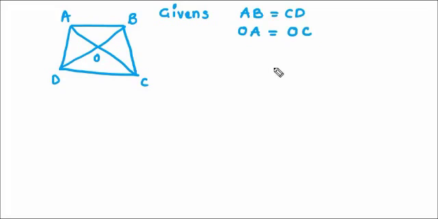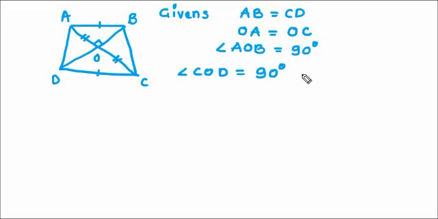So let's draw ABCD. The givens are AB is equal to CD, OA is equal to OC, and angle AOB is 90 degree. So let's draw them. You see here that angle COD is equal to 90 degree because it is vertically opposite to angle AOB.